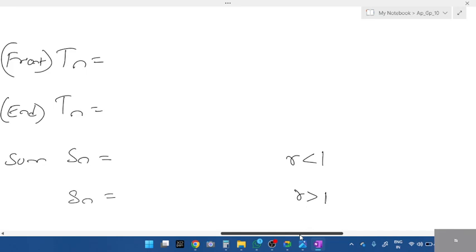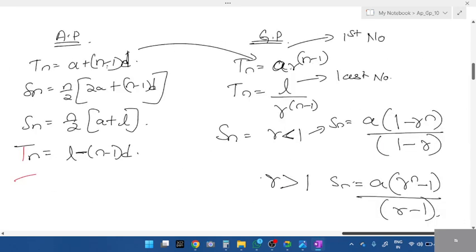Try writing it. Even if it is wrong, fine. Practice this. Completed? Just cross check the formulas, students.